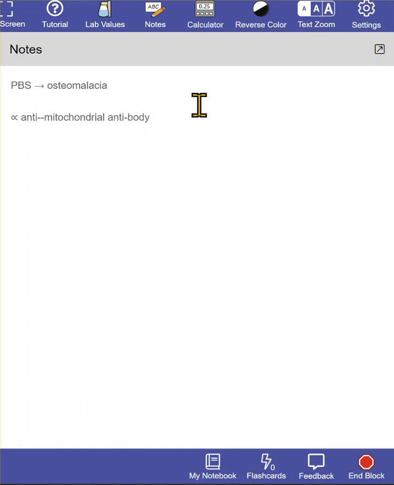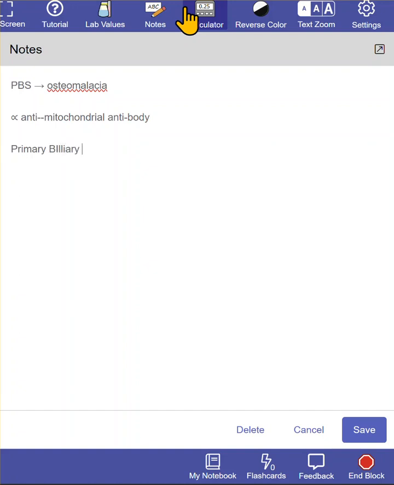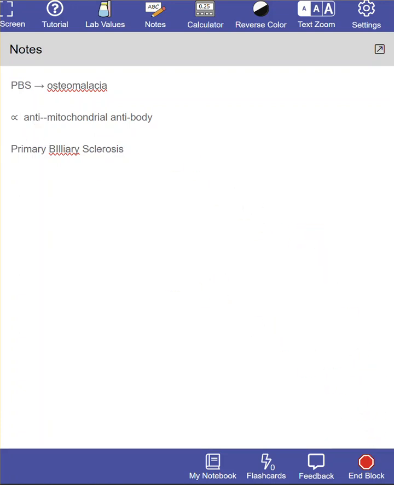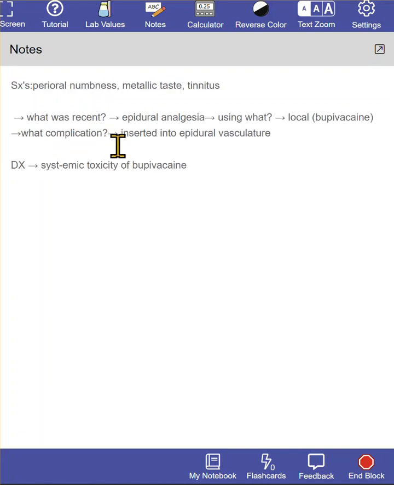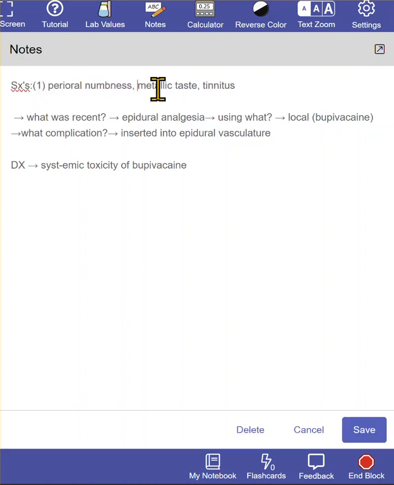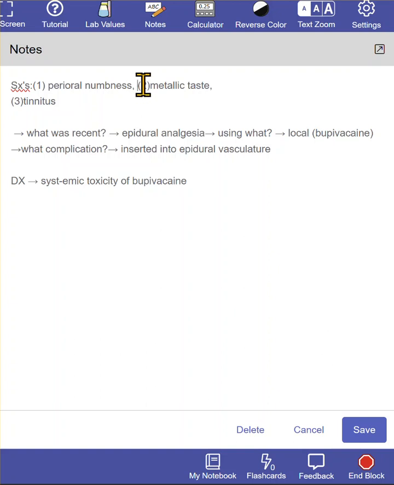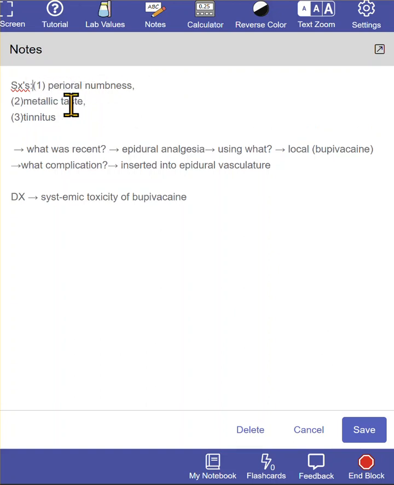Yes, you get osteomalacia. So do you guys know what PBC is? It's primary biliary sclerosis. And the associated biomarker is anti-mitochondrial antibody. And then symptoms of perioral, metallic taste, and tinnitus. So what would the diagnosis be? Just from that, you can potentially identify this one.